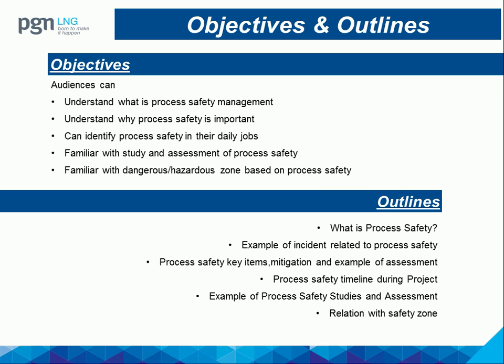The outline of the presentation for today would be: what is process safety, and then what kind of example accidents or incidents are related to process safety, the key items, mitigation, and examples of assessment. What is the timeline of process safety during a project, so what kind of assessment you would do during the timeline of the project. The examples of process safety studies and assessments, and then the last part would be the relation of process safety with the safety zone, or in this case hazardous zone.